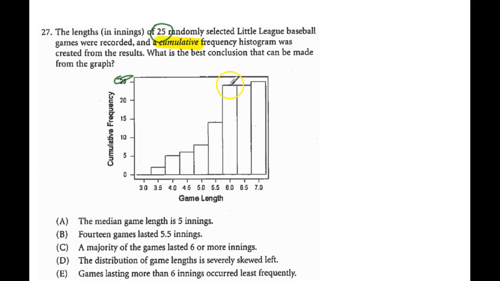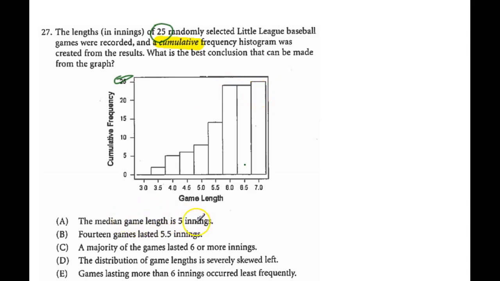About 24 of the 25 games were 6 innings or less. About 24 of the games were 6.5 innings or less. About 25 of the games were 7 innings or less. Pretty much all of the games were 7 innings or less. That's how you read this table. It's very important that you understand how to read it.